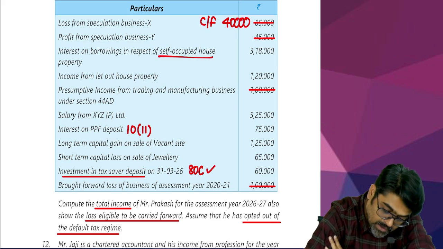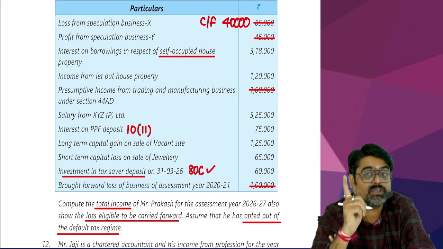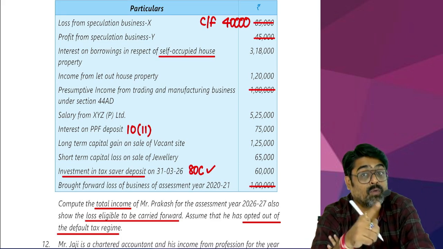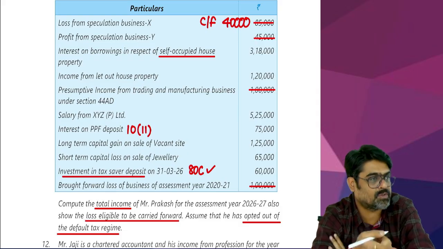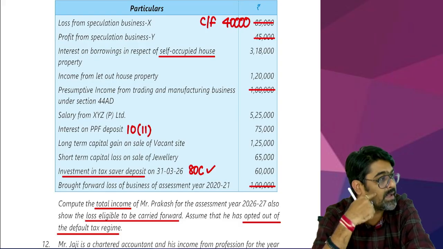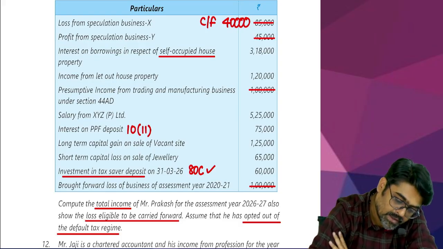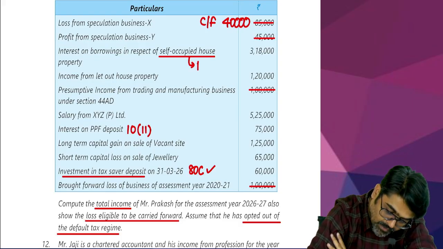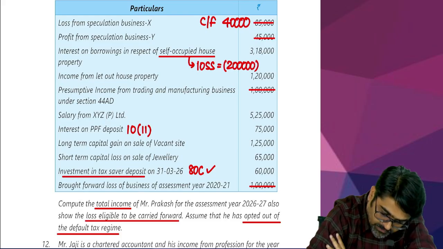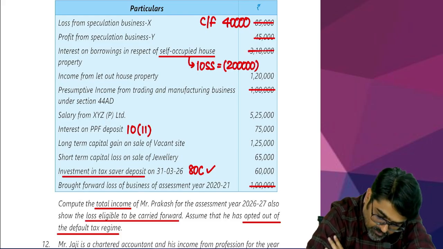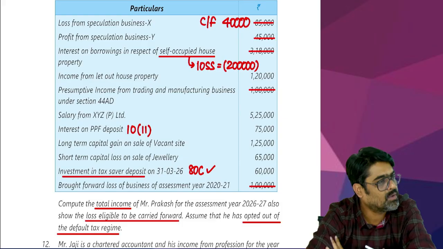SOP interest will not be allowed as a deduction if you follow 115BAC. Are you following 115BAC? Then SOP interest will be allowed, but that cannot be more than 2 lakhs. So for SOP there will be a loss of 2 lakhs. Getting my point? So this 3,18,000 will be ignored and you will take only 2 lakhs.